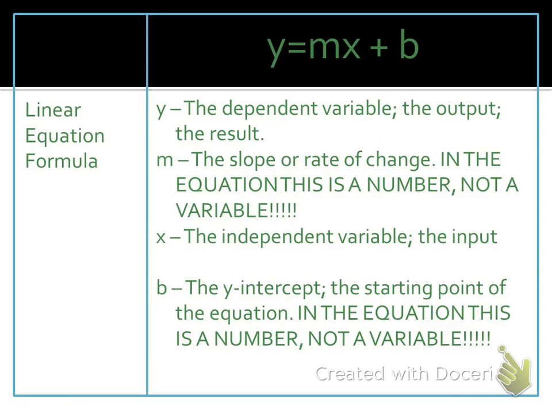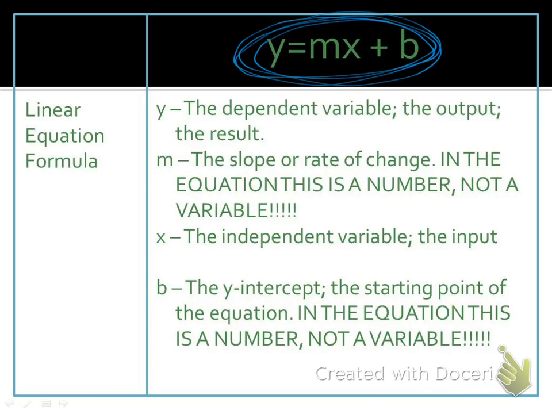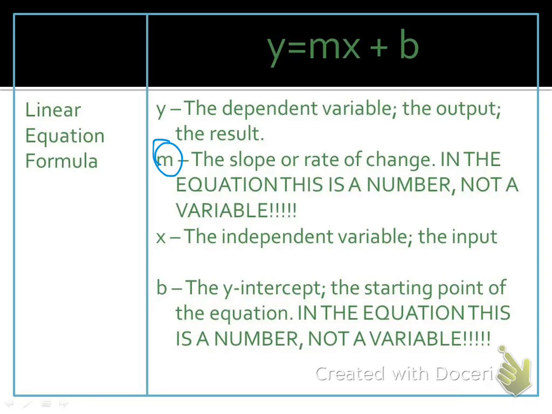This right here is your linear function, your linear equation. Y equals mx plus b. Here are the notes. The big thing to realize is that when you have an equation, the m and the b are going to be numbers. They are not variables. The only variables in the equation are the y and the x.